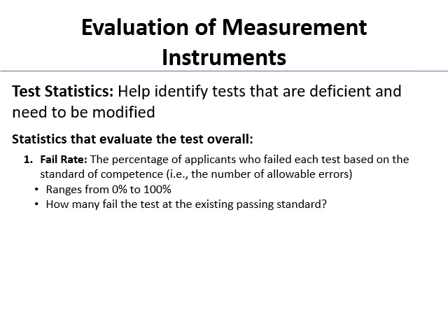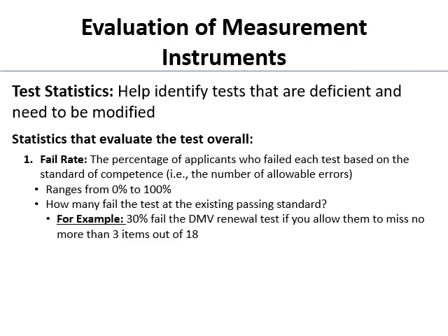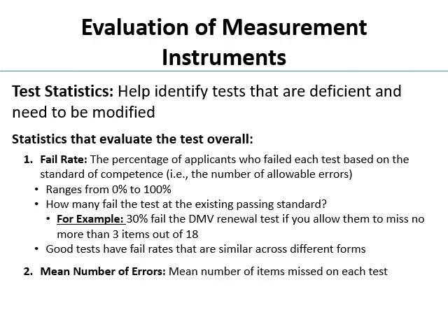It's just a percentage. And it's how many fail the test at the existing passing standard. So for example, 30% fail DMV's written renewal test if you allow them to miss no more than 3 items out of 18. That is the current standard. And that's the fail rate. So good tests have fail rates that are similar across different forms. So the 10 forms of DMV's test that we made had similar difficulty across them. It's not exact. You guys know the whole a skittle up or down, right? A couple red skittles up or down, but basically they were equal. There wasn't one that was super easy or one that was super hard.